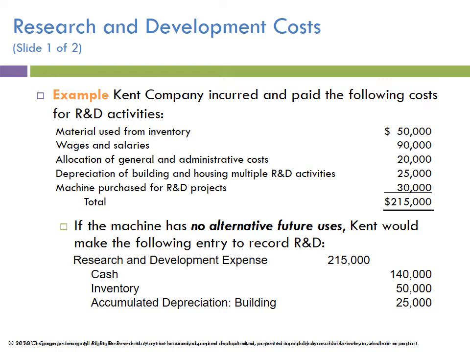Now, if it said there was an alternative use for that machine, it would be treated differently. What is this? Research and development expense. So add them up, $215,000, and you would credit those accounts accordingly.